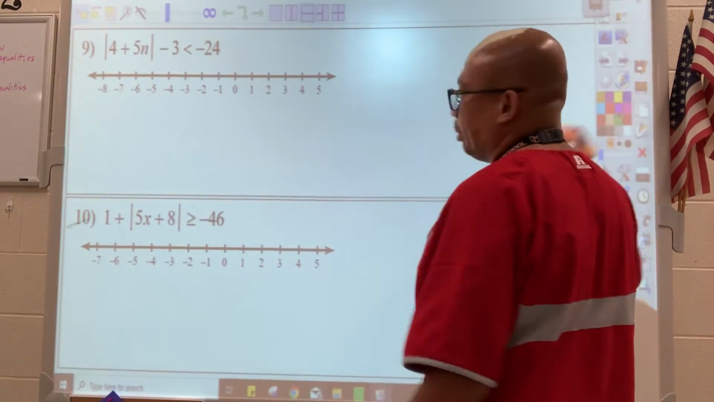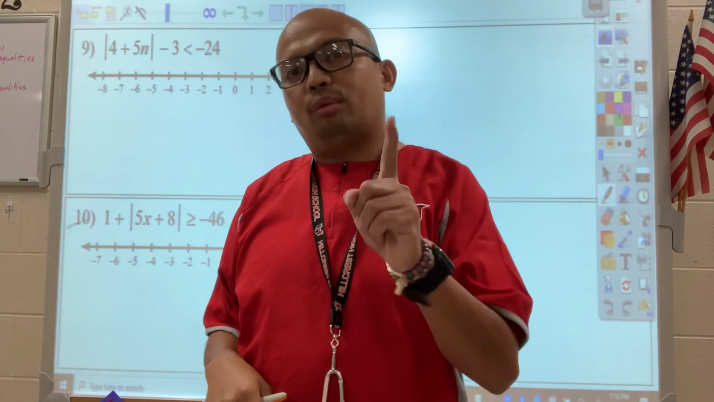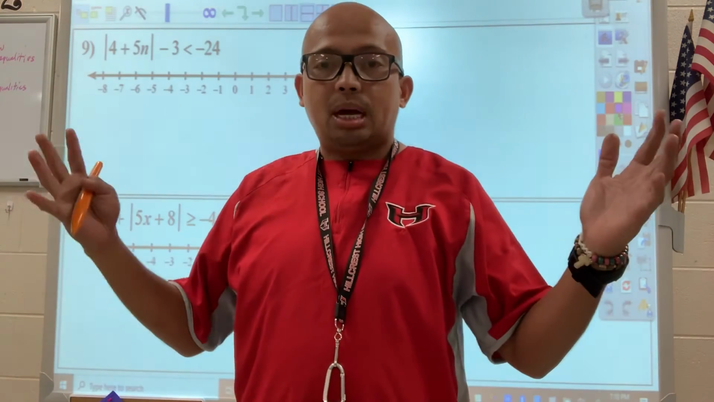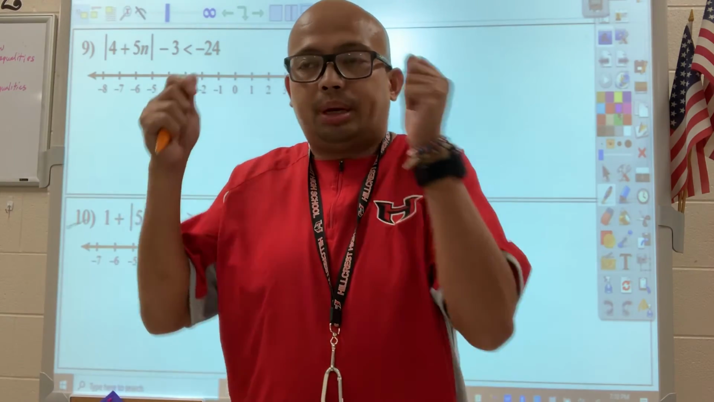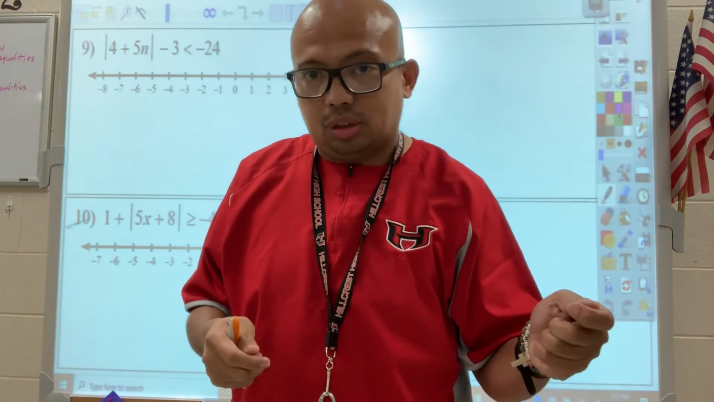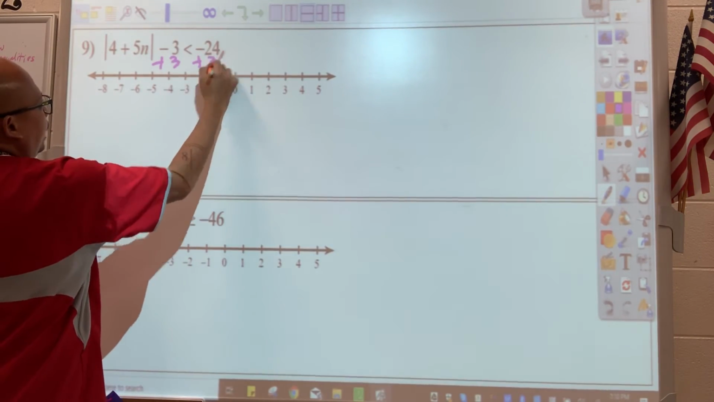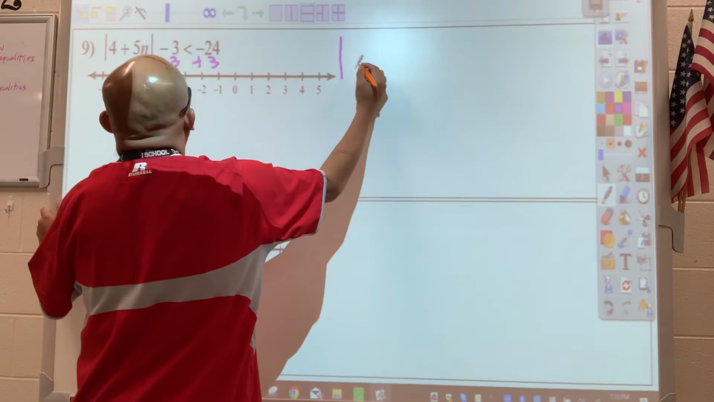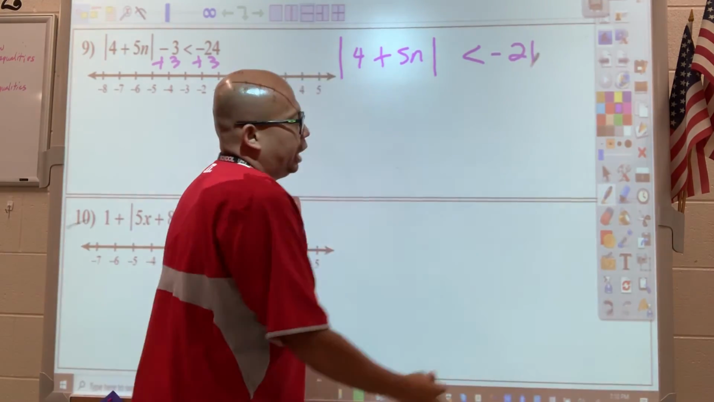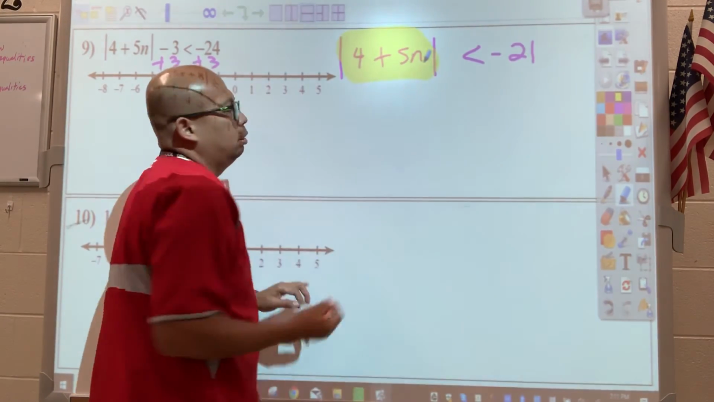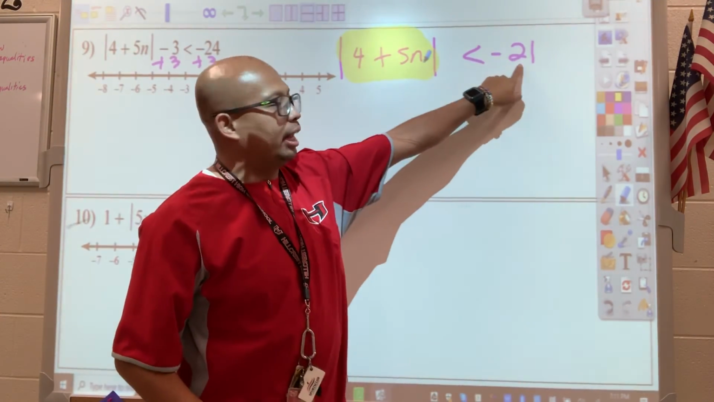For number 9 and 10, remember anything inside the absolute value, no matter what the case, it could be 0 to have one solution, or it could be any possible answer as long as it's positive. There will be no way that you can have an absolute value produce a negative answer. So look at this one here. If you add 3 there, you're telling me that you have an absolute value of 4 plus 5n less than negative 21. You're saying that whatever the answer may be here will produce something smaller than negative 21.